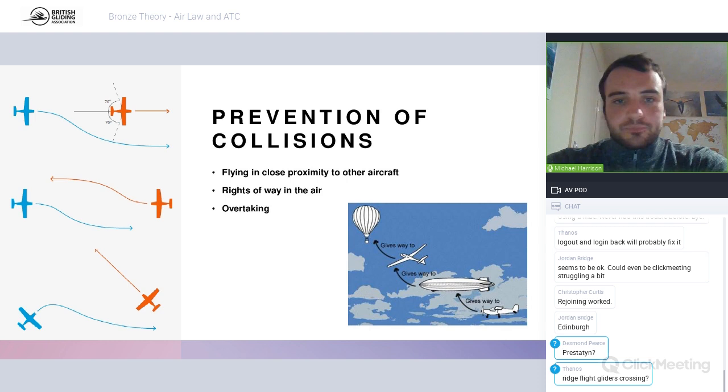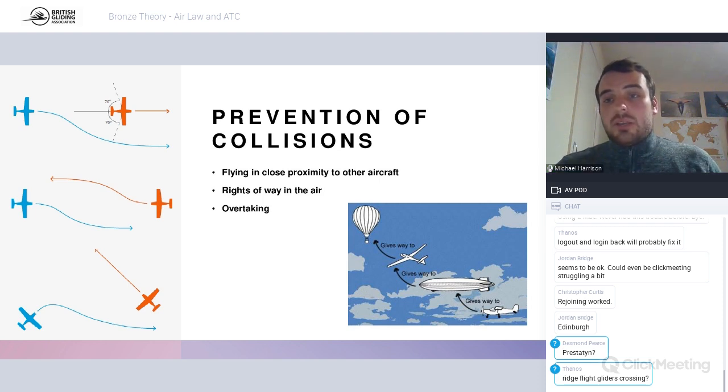Now, when we're not talking about an imminent collision, we actually classify rights of way based upon what type of aircraft is being flown. And that's predominantly based on the maneuverability of the aircraft involved. So hot air balloons don't have to give way to anything. And that is because hot air balloons essentially can't give way to anything. They don't have a lot of control. So everything should give way to them.